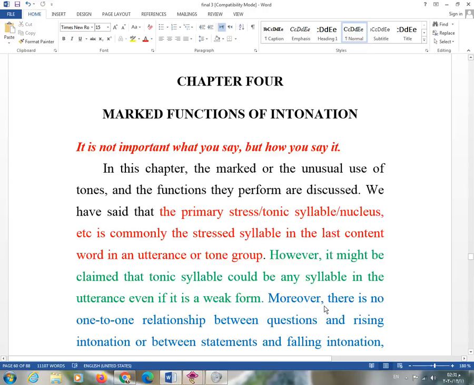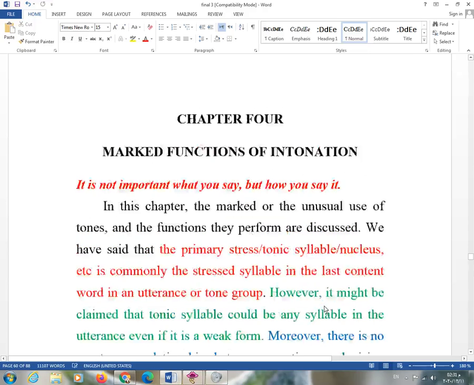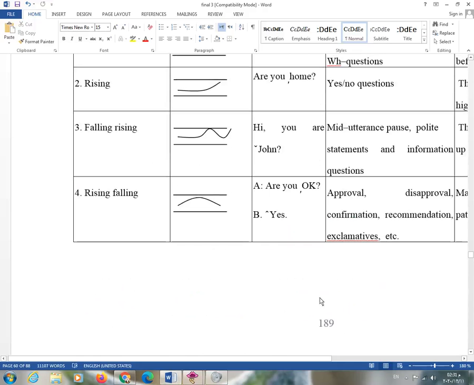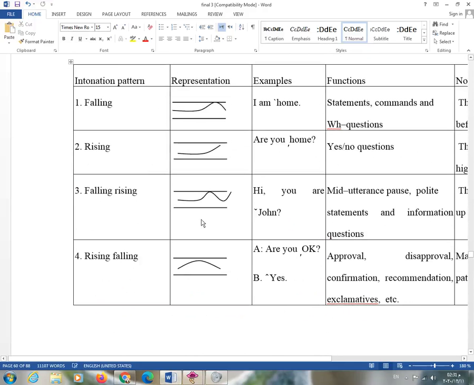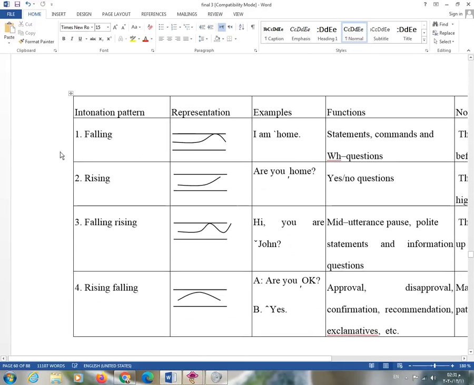Today we're gonna talk about the functions of English tones. Last time we talked about the ordinary functions of English intonation regarding the four tones: falling, rising, and rising-falling. For example, we said that falling intonation is associated with statements, commands, and WH questions. Rising is associated with yes/no questions.